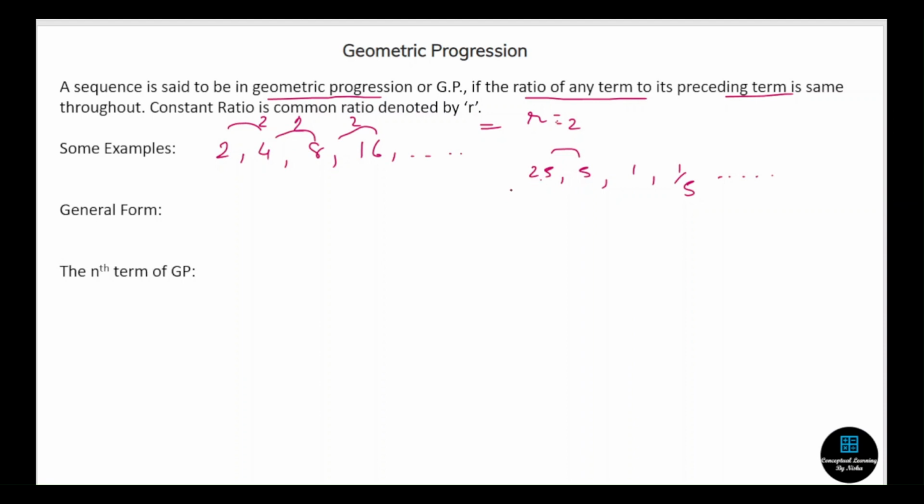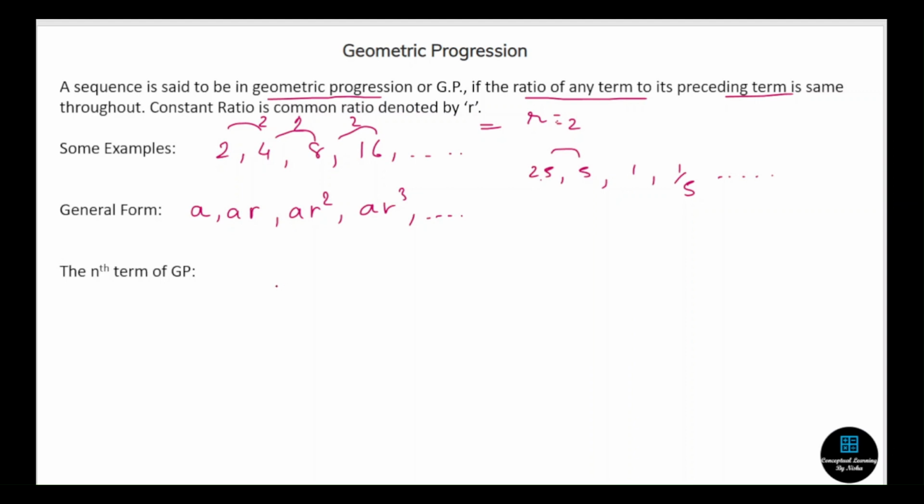Okay, like this. Okay. So in general, I can say that if the first term, if we denote it by A, common ratio denoted by R, then the geometric progression is written as A, AR, AR square, AR cube and so on. So this is the general form.